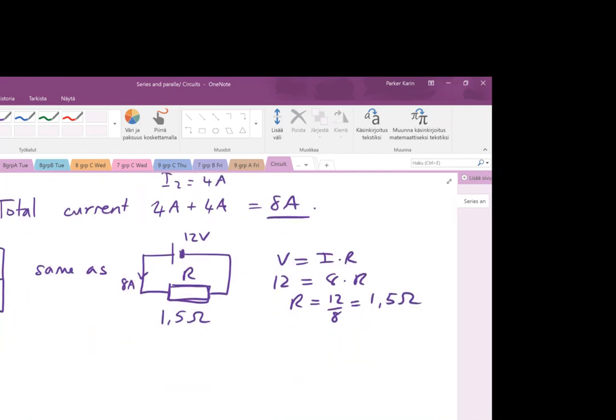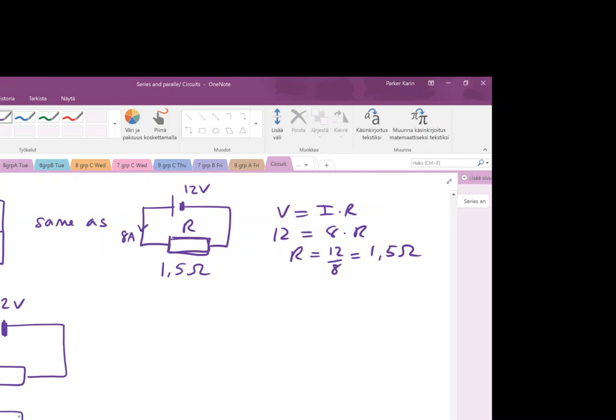And now the next circuit that we'll have a look at. This is slightly more complicated. In this case we'll have two resistors of different values, so the currents going through the parallel branches aren't going to be the same. Let's have 3 ohms at the top, 2 ohms at the bottom, and I want you to find the total current. What is the total current?